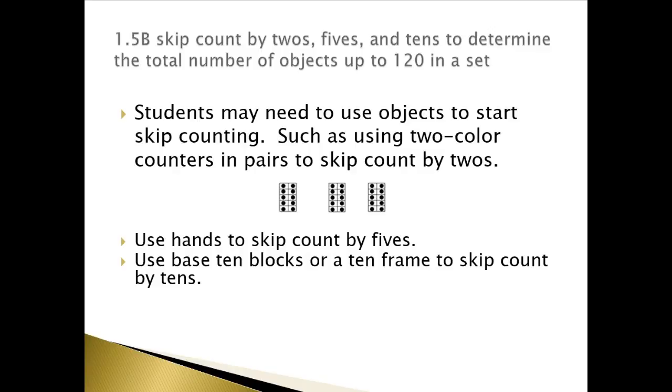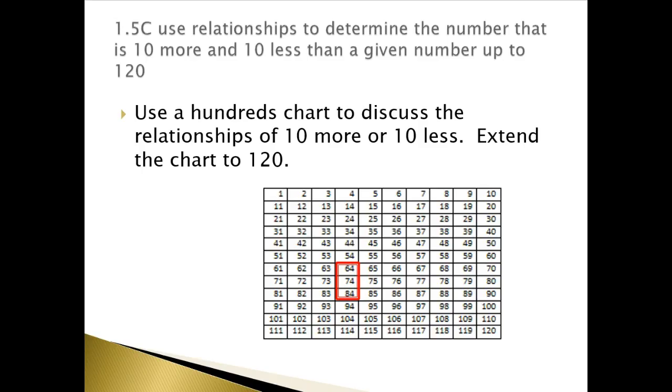Or you can use hands to skip count by 5s. You can use base 10 blocks to skip count by 10s. When you are thinking about what to do with 10 more and 10 less, one thing you can do is use the hundreds chart or the 120 chart. And the kids can, for example, in the example, the number is 74, 10 more would be 84, and 10 less would be 64.